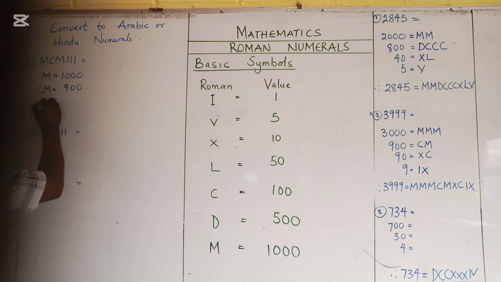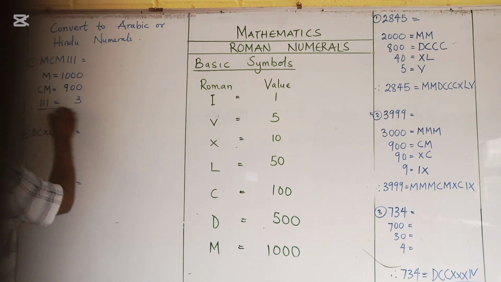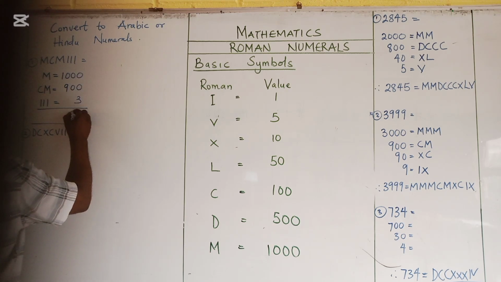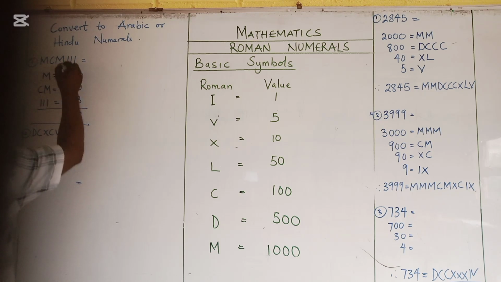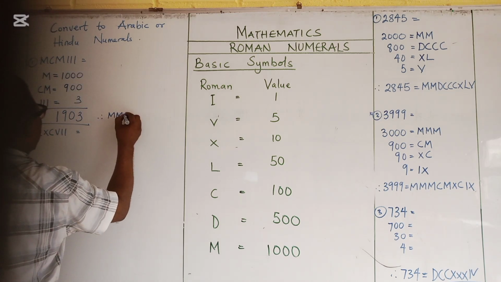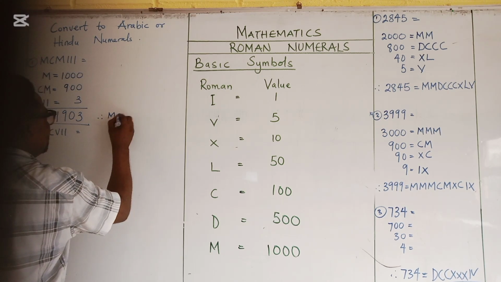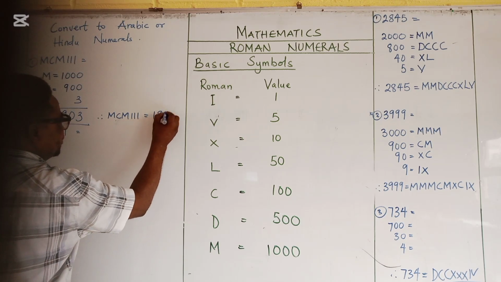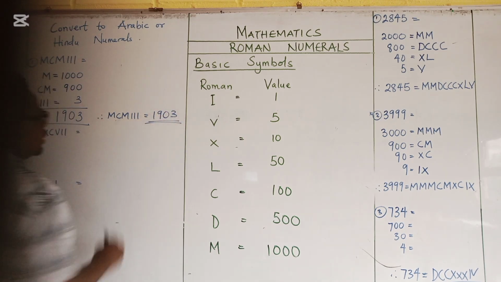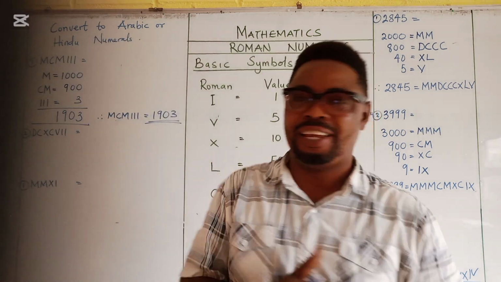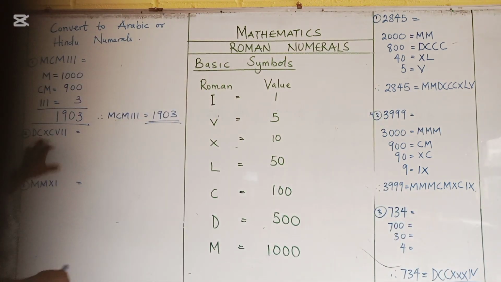The next one is I. When you look at it, this is just 1, and there are three of them, so add these ones together. This will give us 3. This is 0, this is 9, and this is 1. Therefore, MCMIII is equal to 1,903. Okay.